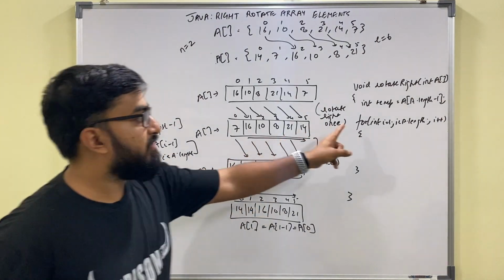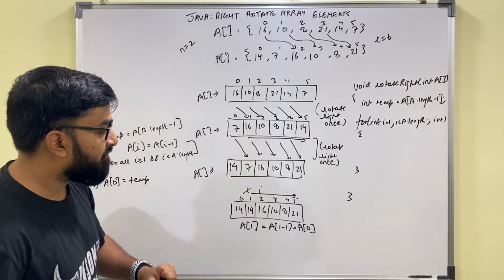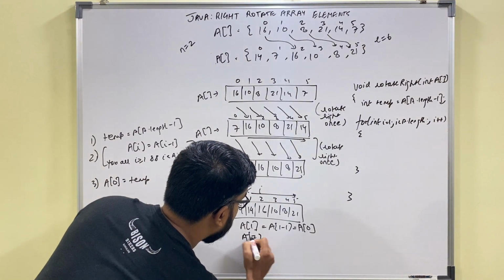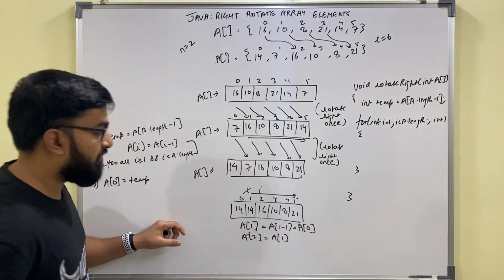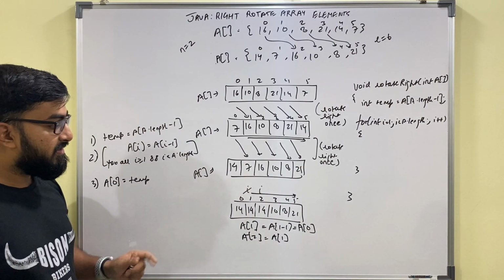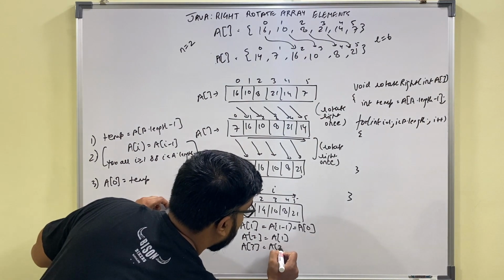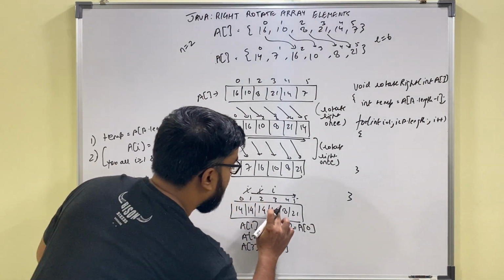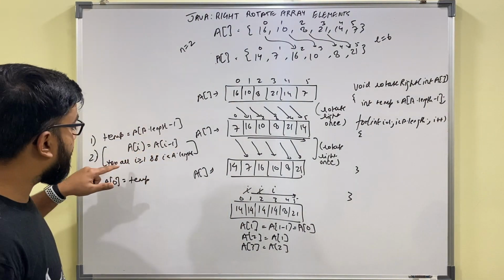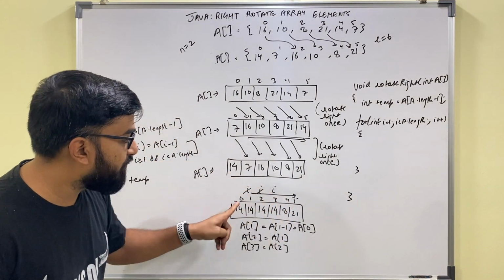Then we do i++. I was here, i goes here. We were starting from 1, we went to 2. We do this again: a[2] = a[2-1], which is a[1]. So a[2] becomes a[1], so a[2] also becomes 14. Similarly, with the next value of i, a[3] = a[2], so a[3] also becomes 14. So this idea is correct, but this iteration has to be in the reverse order. That is, you have to iterate from the last index to the first.